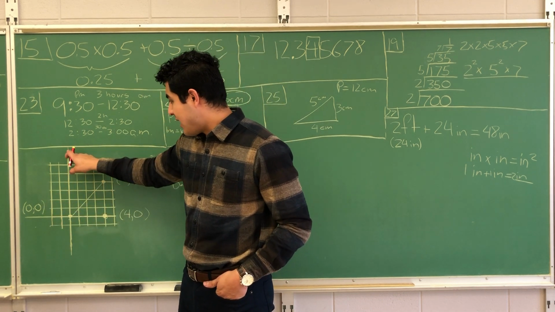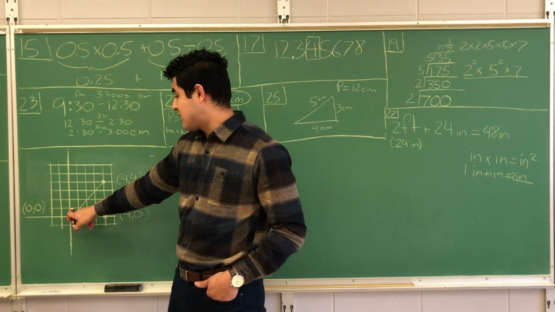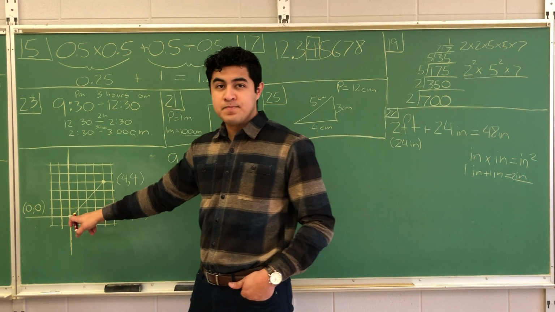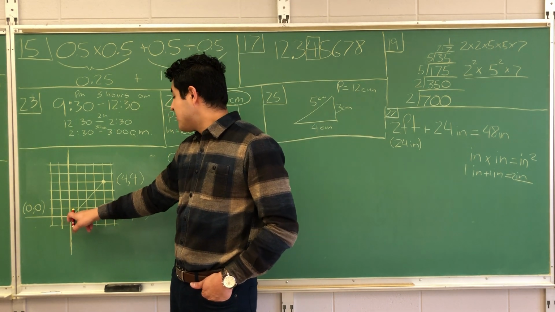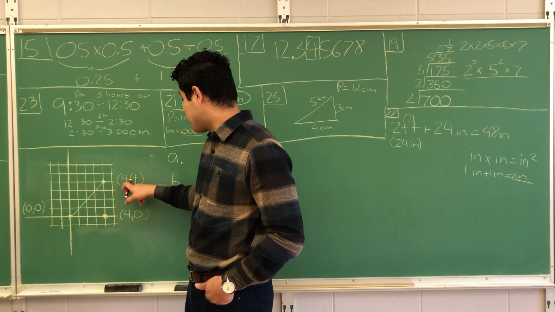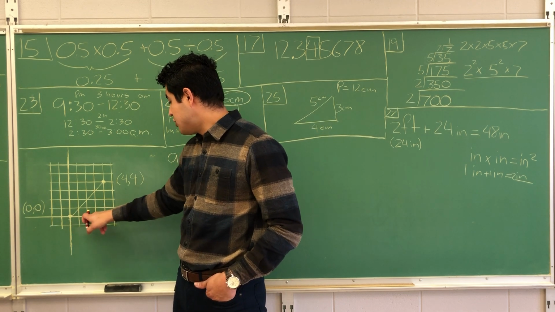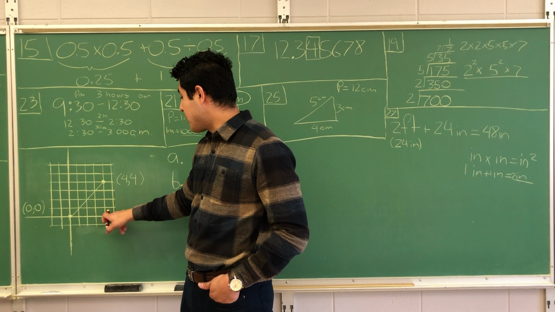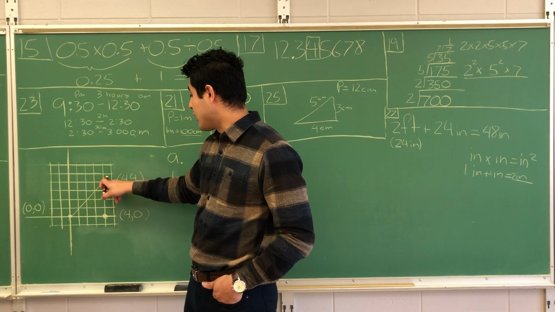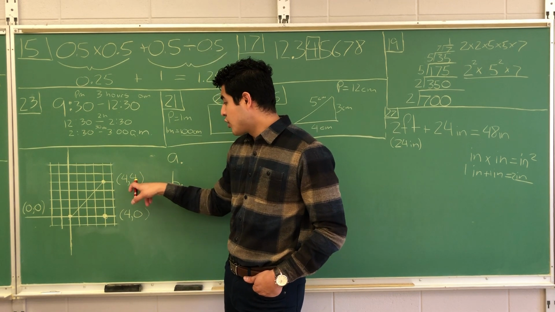So remember, the origin is the center. It's where the x-axis and the y-axis intersect. So (0, 0), x0, y0, that's the origin. So that's one of the vertices. The other vertex of the triangle was set at x4, y4. So x is here, 1, 2, 3, 4. That represents x4, and y4 is represented by 1, 2, 3, 4. So this point right here is labeled (4, 4).